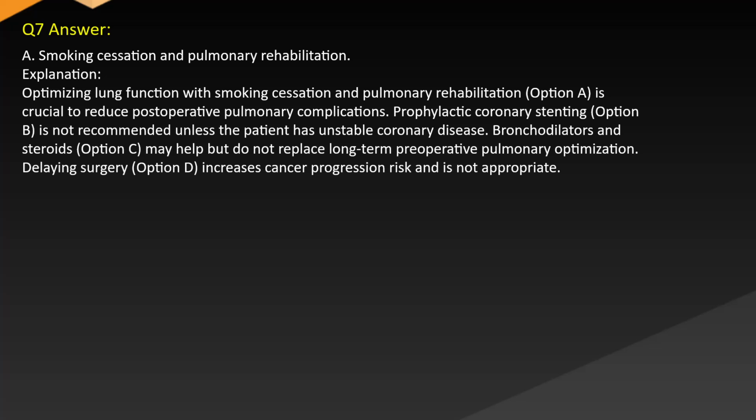Explanation: Optimizing lung function with smoking cessation and pulmonary rehabilitation, option A, is crucial to reduce postoperative pulmonary complications. Prophylactic coronary stenting, option B, is not recommended unless the patient has unstable coronary disease. Bronchodilators and steroids, option C, may help but do not replace long-term preoperative pulmonary optimization. Delaying surgery, option D, increases cancer progression risk and is not appropriate.